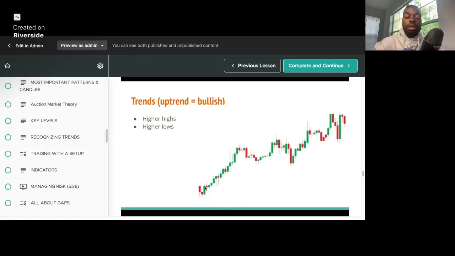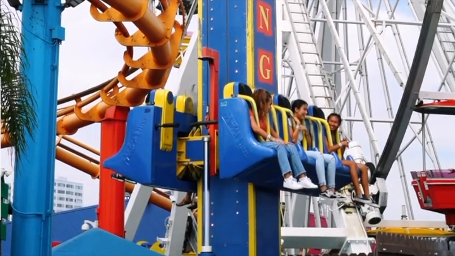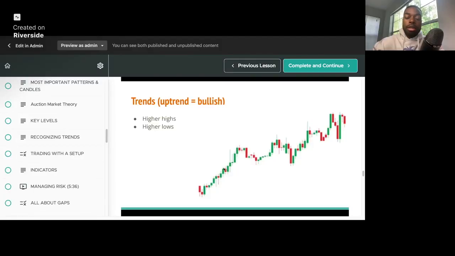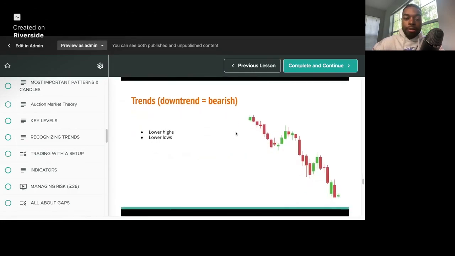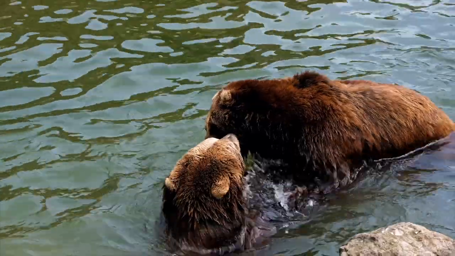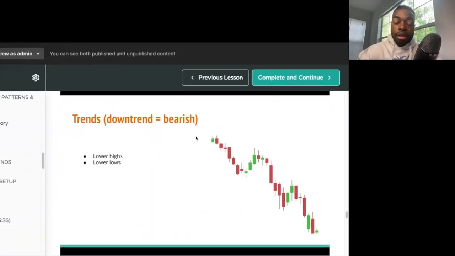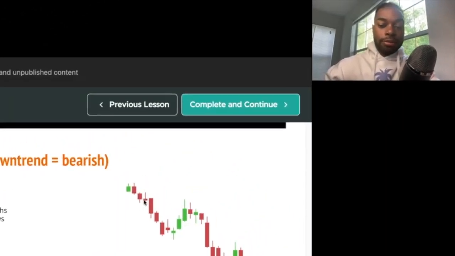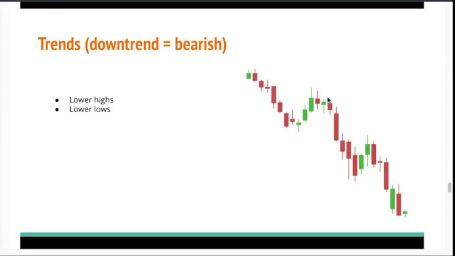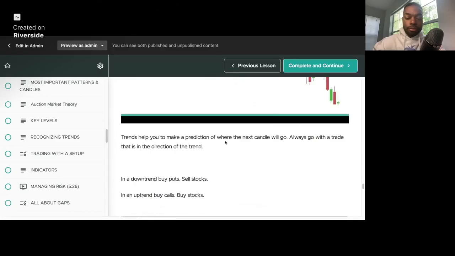What happens in an uptrend? You're getting higher highs on prices during given time periods, and you're getting higher lows on these given time periods. Higher highs, higher lows as price moves to the upside. Now a downtrend is just the opposite. A downtrend is bearish. Why? Because bears attack downward. Bears means pessimistic. Bears also means that price is moving to the downside. Therefore, we're getting lower highs and lower lows as price is moving down.